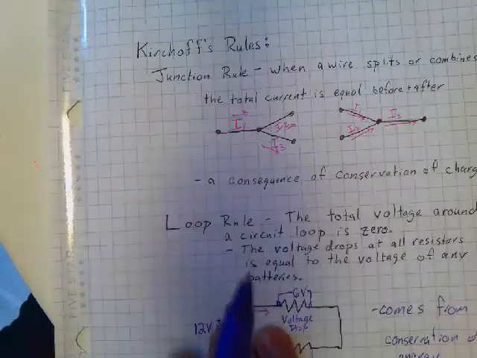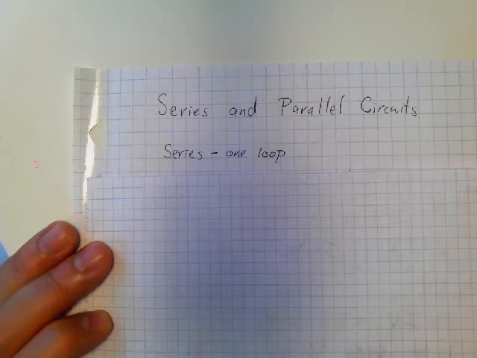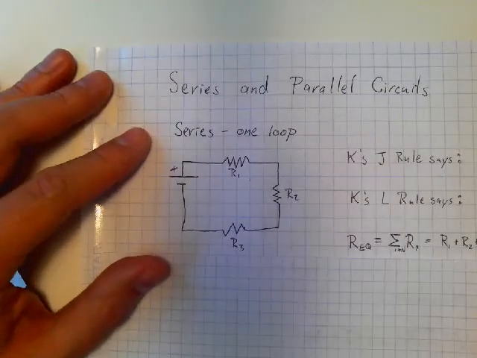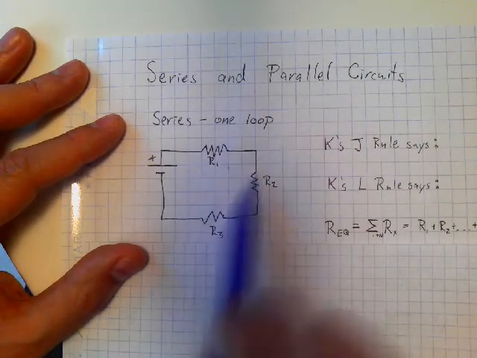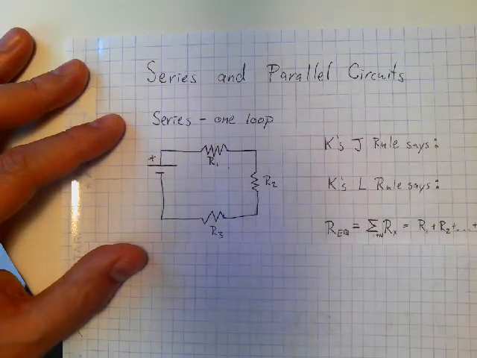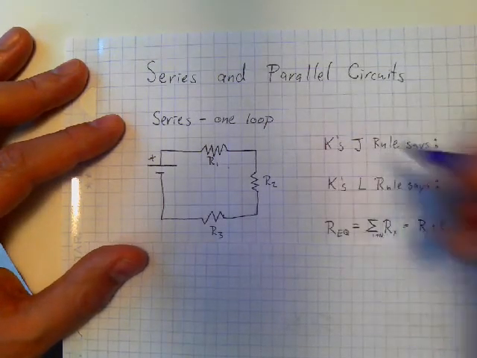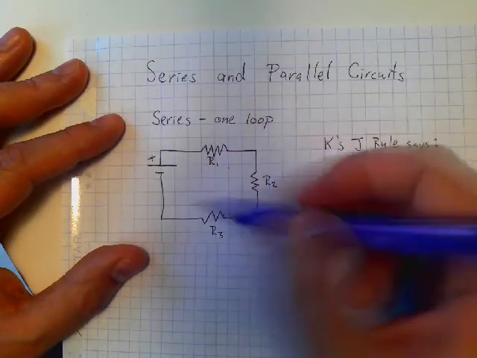The last things that we want to talk about are series and parallel circuits. So basically, series circuits are one loop. They're going to look like this. So if we're taking a look at a series circuit, it's going to have multiple resistors hooked up along one loop. So from Kirchhoff's junction rule, well, are there any junctions in a series circuit? No, because the wire doesn't split anywhere.